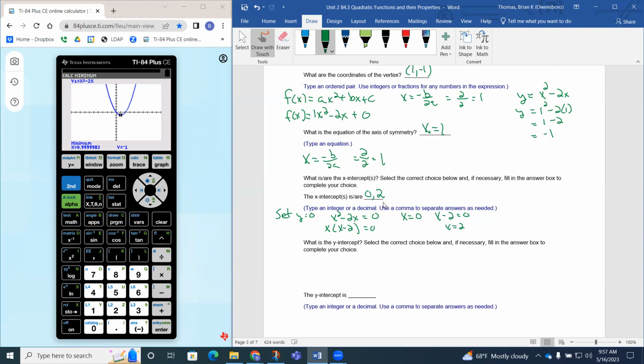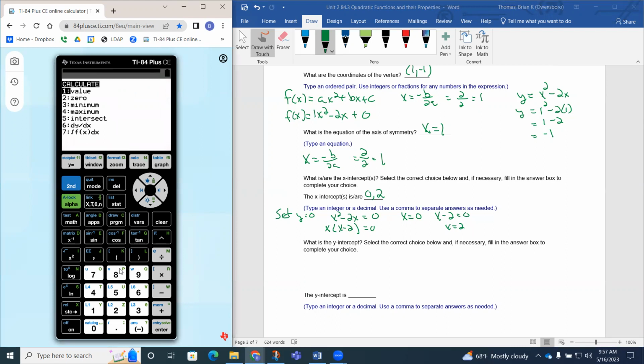Now, x-intercepts are also called zeros. So if I use my calculator, second calculate, number 2 is zeros. So it kind of works the same way as minimum and maximum. So I have to move to the left of my x-intercept, hit enter, move to the right of that x-intercept, hit enter again, and notice how it takes me to 0. So that's an x-intercept.